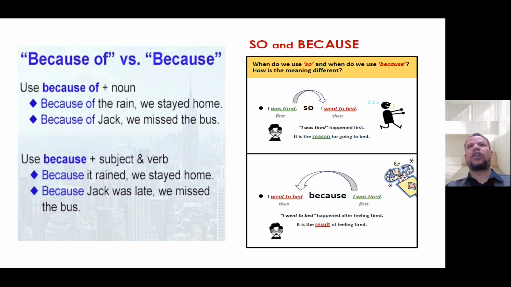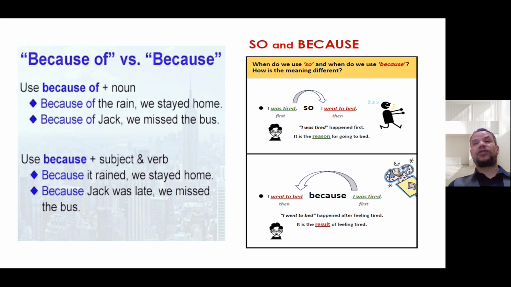Now the difference between so and because. Okay, so is the opposite of because. If you have a first sentence and something happened next, use so between them. I was tired, it happened first. So I went to bed. It's a result, an effect. I was tired, so I went to bed. I was tired happened first. I went to bed is why, I went to bed because I was tired.